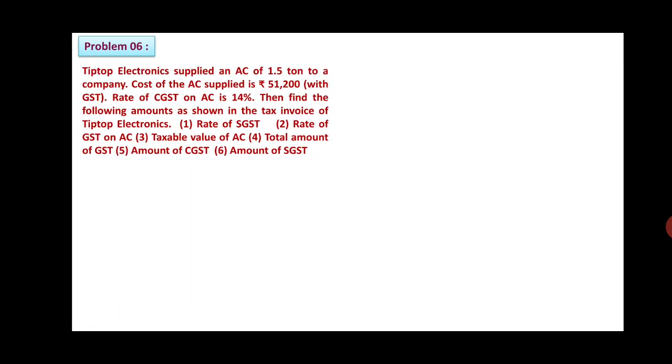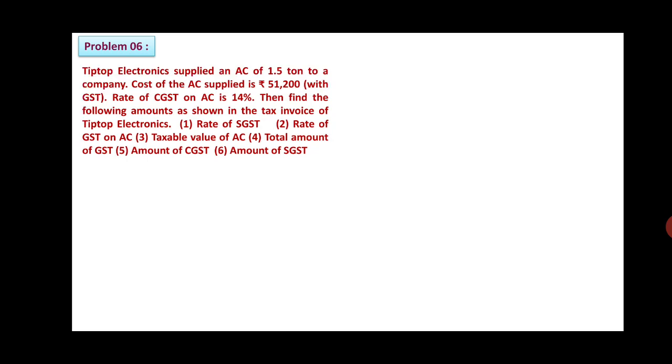So you have to be careful while solving such examples. Read the examples carefully. Tip-Top Electronics supplied an AC of 1.5 ton to a company. Cost of the AC supplied is rupees 51,200 with GST. Rate of CGST on the AC is 14%. Then find the following amounts as shown in the tax invoice of the Tip-Top Electronics.